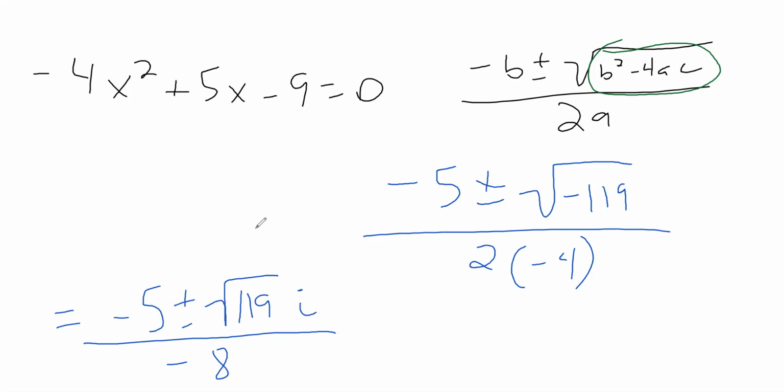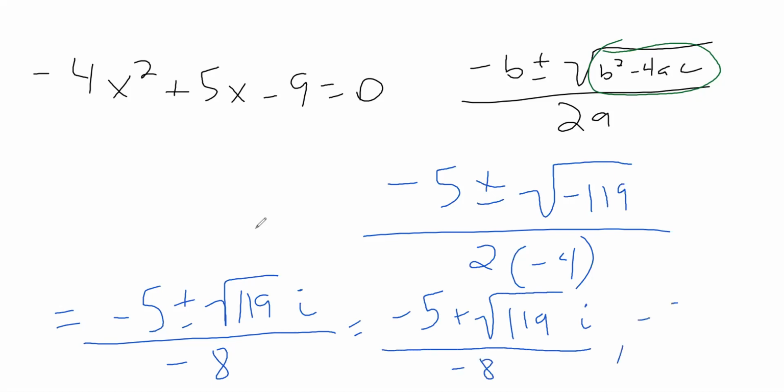And then there's just a little bit of manipulation left. Let's say you want to write both solutions. You have the plus or minus going on. So that sends us down 2 paths. Yes, there are 2 paths you can go down. Negative 5 plus square root of 119 times i, and remember that i is outside of the square root, all over negative 8. Or you can say negative 5 minus square root of 119 i, all over negative 8.